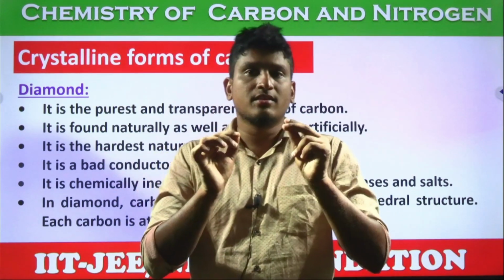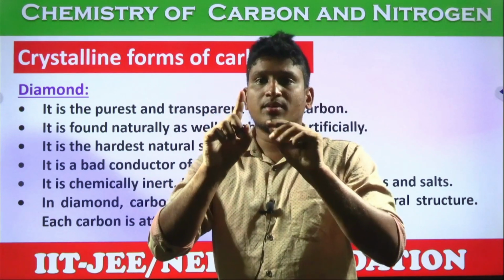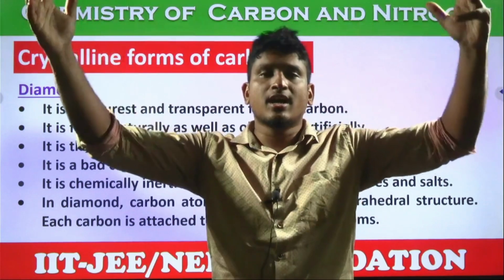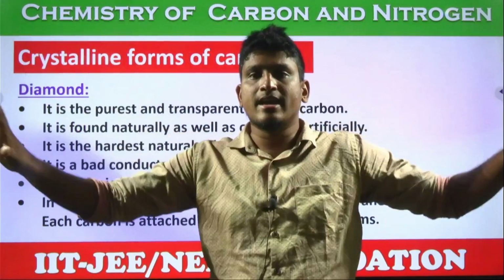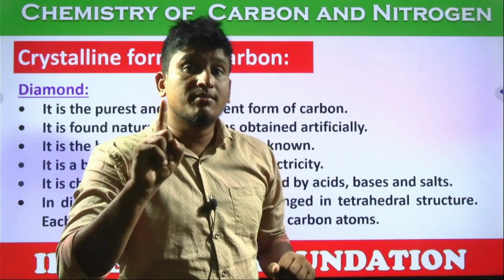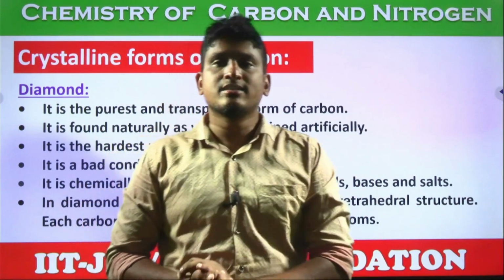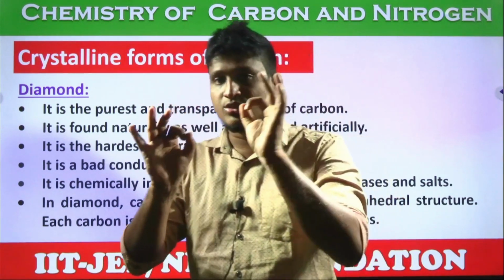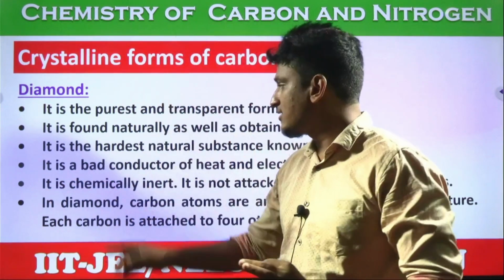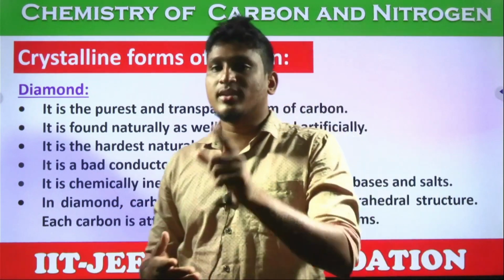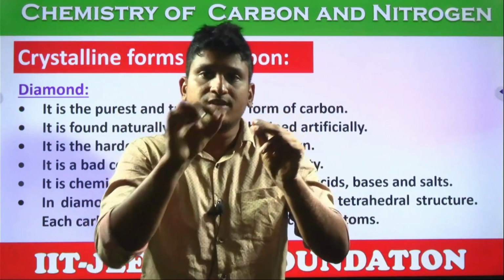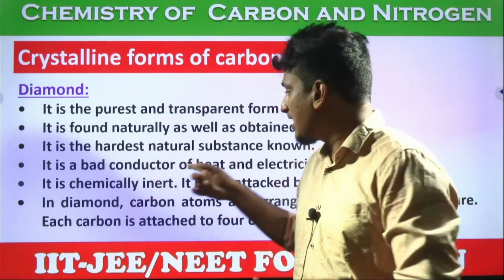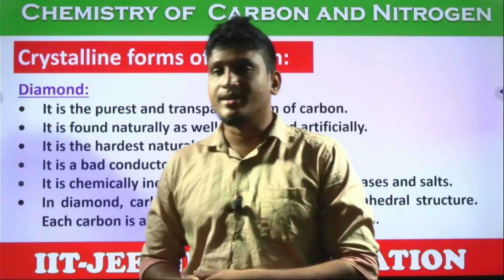Why? Because carbon valence is 4. One carbon bonds with 4 carbons, and those 4 carbons again bond with other carbons, and those again with other carbons. It's like a complete net arrangement, and all the bonds are sigma bonds. What is sigma? In the coming details, you'll get that point. The bond between carbon and carbon in diamond is a sigma bond, a very strong bond. That makes diamond one of the hardest substances, and it is a bad conductor of heat and electricity. It's a very strong bond, so there is no chance for free movement of electrons. That's why diamond is a bad conductor of heat and electricity. It is chemically inert. It is not attacked by acids or bases.